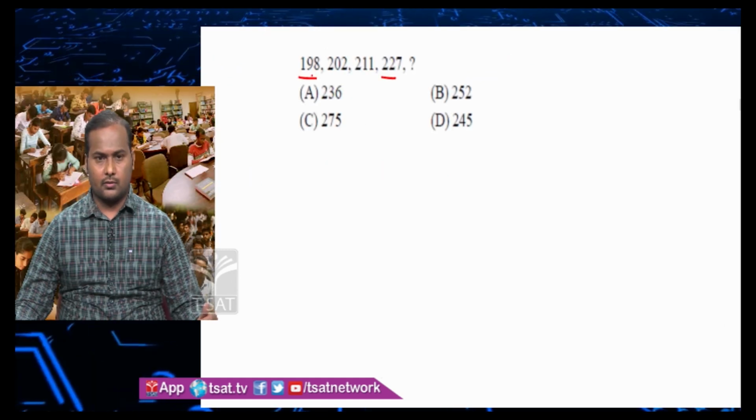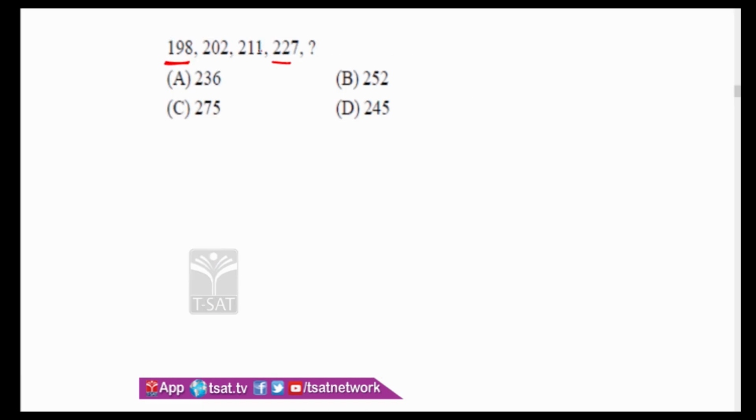For example, in this question, the initial number is 198 and the last number is 227. There is not much increase from 198 to 227. Whenever there is not much increase, we will take the difference. Here the difference between 198 and 202 is 4. Here it is 9. Here it is 16. And the moment you see 4, 9 and 16, they are squares. Obviously the next square will be 25, that is 5 square. So 227 plus 25, your answer will be 252.